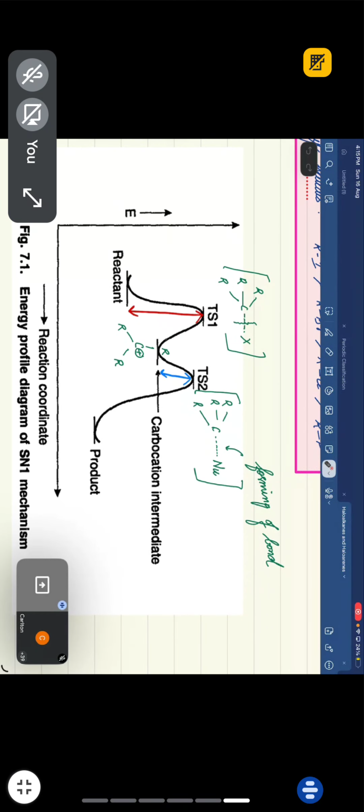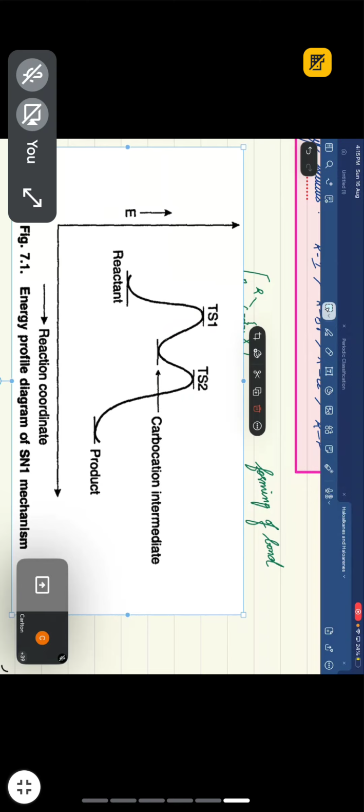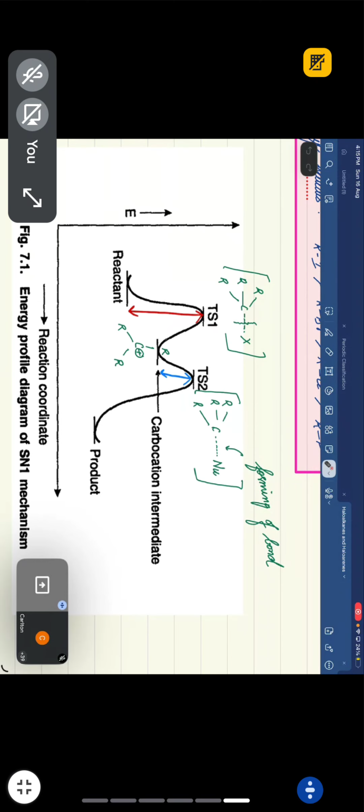What is E on the y-axis? What does reaction coordinate mean? The progress of the reaction. Can you see two peaks? What does this groove represent? Intermediate. Can you tell me what you think is the first transition state and the second transition state?